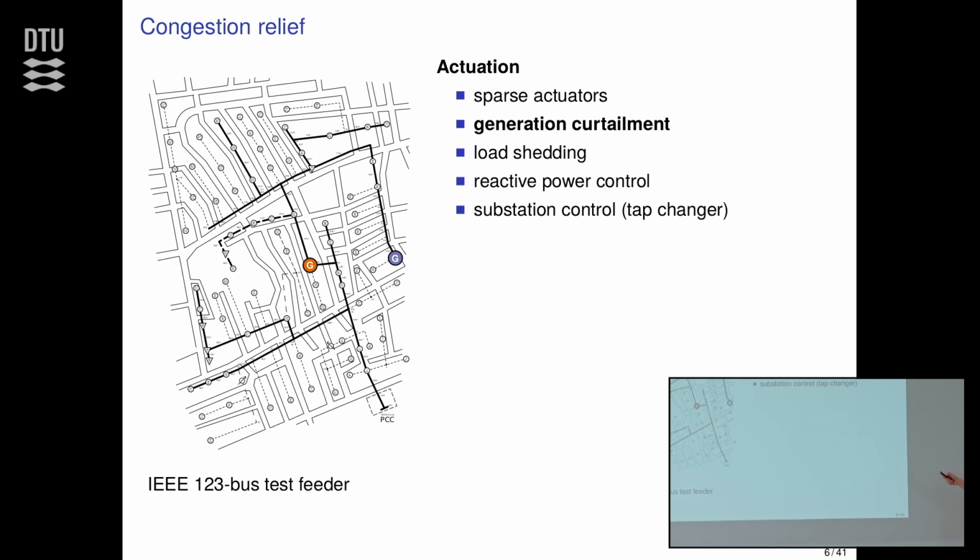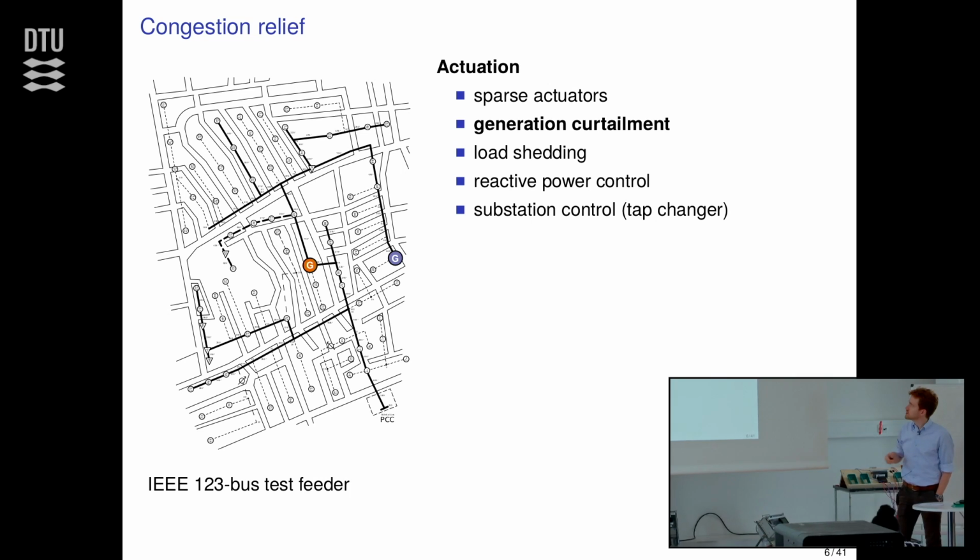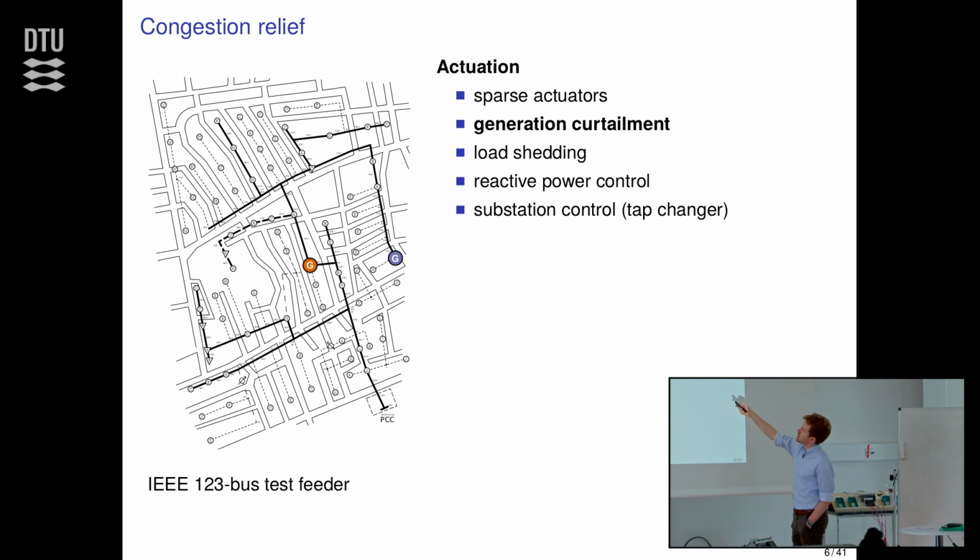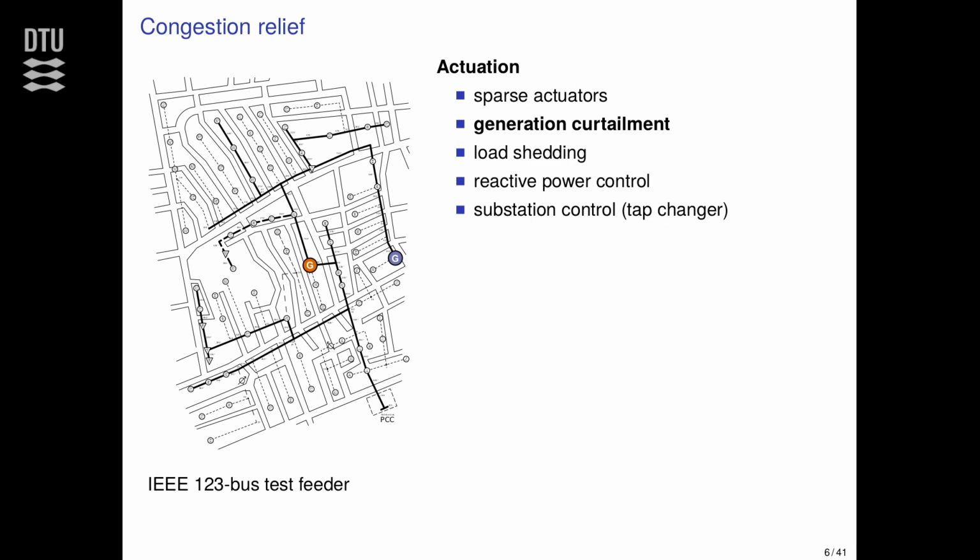You can shed loads, not all the loads, but some loads can be disconnected if that's requested by the distribution system operator. You can control reactive power, so the injection of reactive power by some of these devices. And you can do quite a bit at the point of connection here.